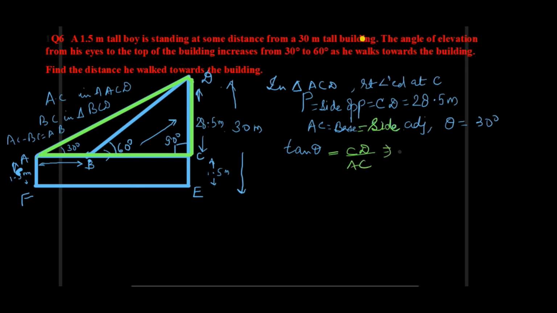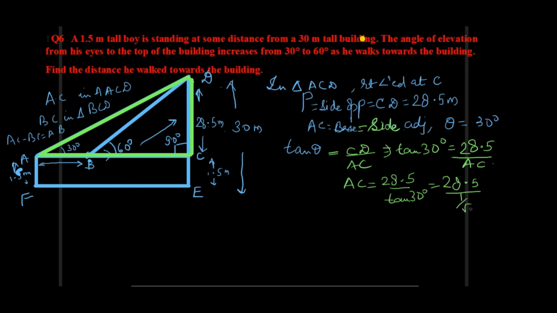Let's put the values. So tan 30 degree will be, CD is 28.5 and this AC we need to find, so let it be AC only. So AC will be 28.5 upon tan 30 degree. So this will be 28.5 upon 1 upon root 3, so root 3 goes here, so it becomes 28.5 root 3 meter. So half of the battle we have won.